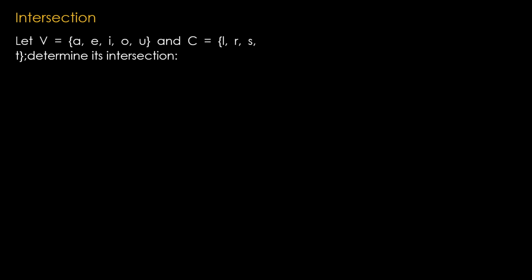Okay, next. Ito pala, we have an example for intersection. Let event V be equal to the set of these values A, E, I, O, U, and event C be L, R, S, and T. We are to determine its intersection. What is the intersection between these two events? Ano yung intersection nila? The intersection between event V and C is a null set, or they are disjoint or mutually exclusive. Wala silang pagkakapareho.